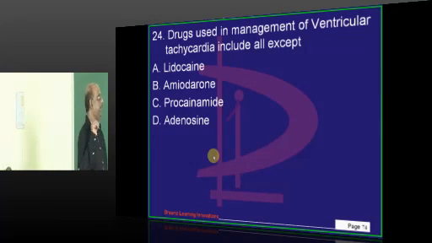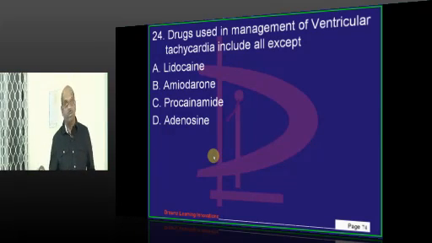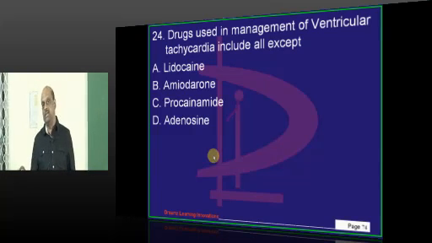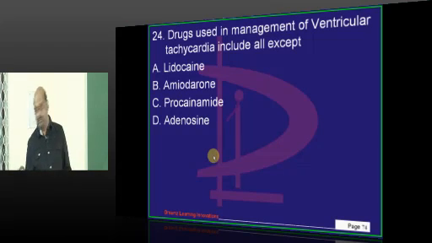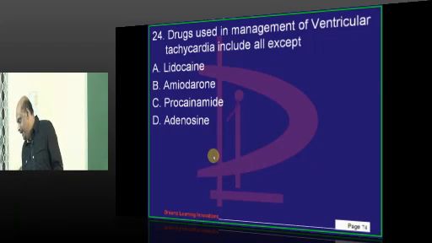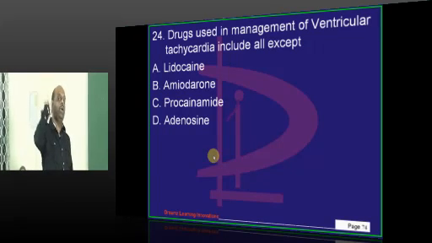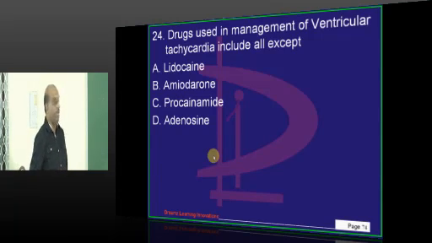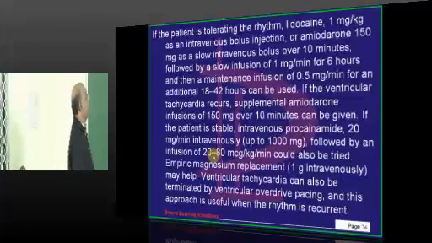Now, you want to manage VT. These are all the drugs used for the management of VT. Which is not included among these drugs in the management of VT? Is it lidocaine, amiodarone, procainamide, adenosine? Which one did you remember, not in VT, more in SVT? This most of you will correctly answer. Very good. Fahima correctly answered it as adenosine.